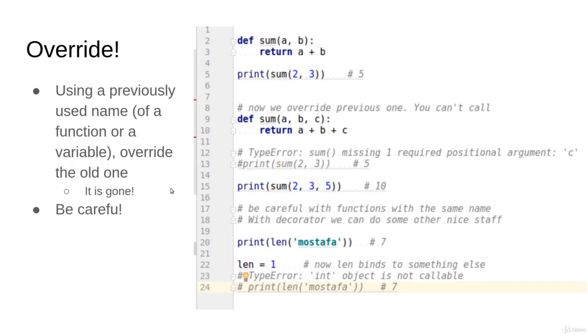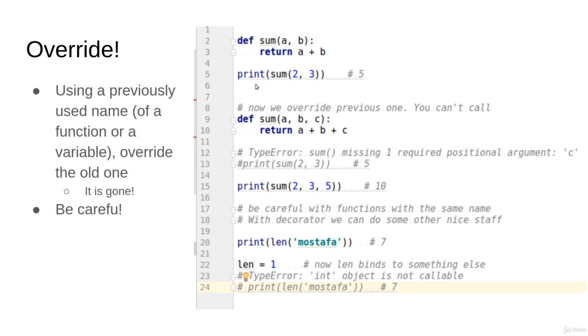The second critical thing to know is overriding, and we already referred to that before. Let's trace this code step by step. In line 2, the interpreter finds that we are defining a function named sum, which takes two parameters, a and b. In line 5, we are calling sum of 2 and 3, which will be 5. So far so good. But now in line 9, it finds again the definition of a function named sum with 3 parameters, and it just sums them.